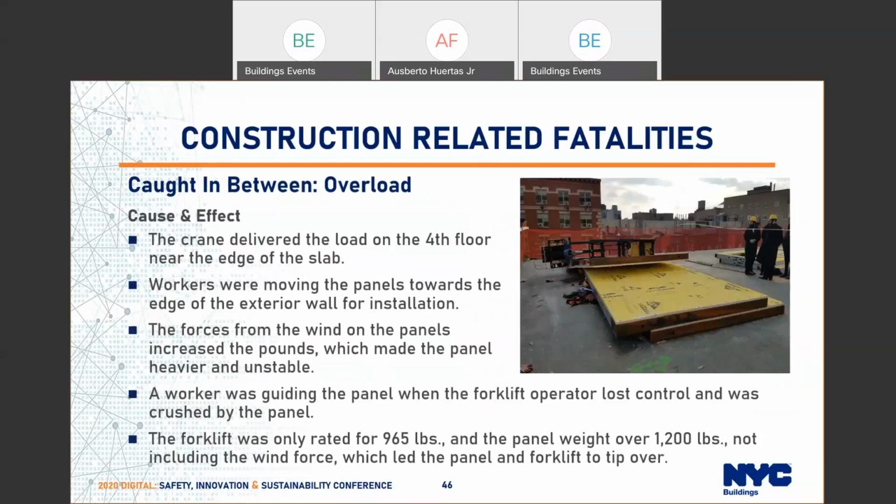The crane had already delivered the load to the 4th floor near the edge of the slab. The workers were moving the panels towards the edge of the exterior wall for installation. The force from the wind on the panels increased the weight, which made the panel heavier and unstable. A worker was guiding the panel when the forklift operator lost control and the worker was crushed by the panel. The forklift was only rated for 965 pounds, and the panel weighed over 1,200 pounds, not including the wind force, which led to the panel and the forklift tipping over.